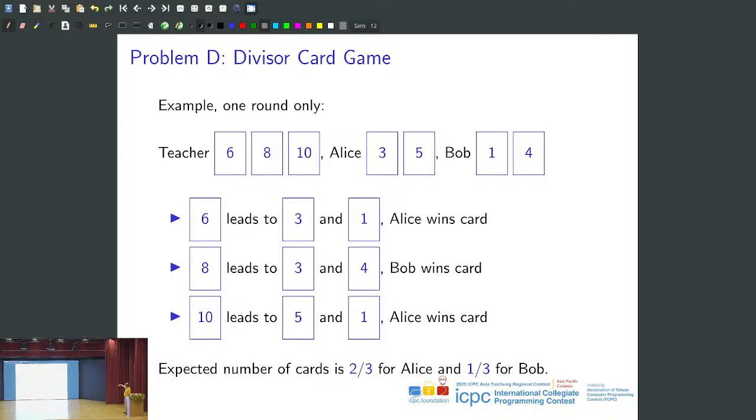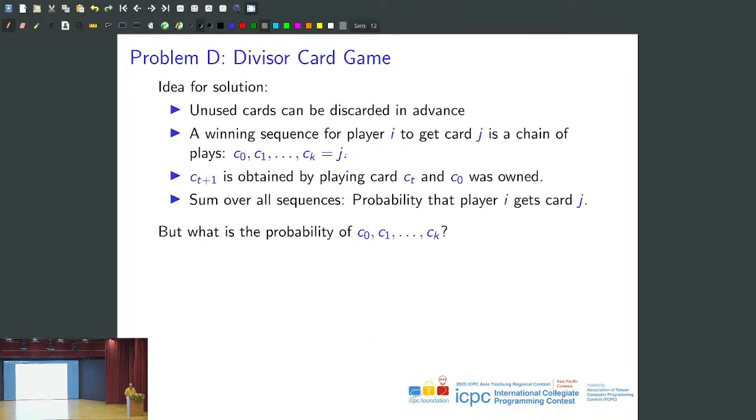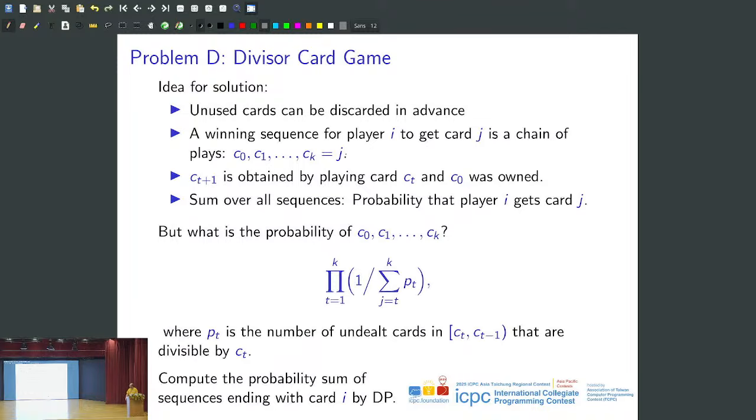And you see here, in this case, there's only one round, but in the real game there could be multiple rounds. Here the probability that Alice wins is 2/3 and 1/3 for Bob. And this 2/3 and 1/3, that's what you should calculate. But for many rounds, this is one way to solve it.